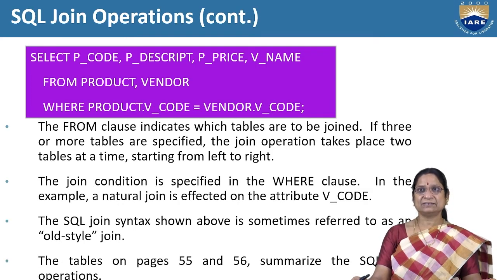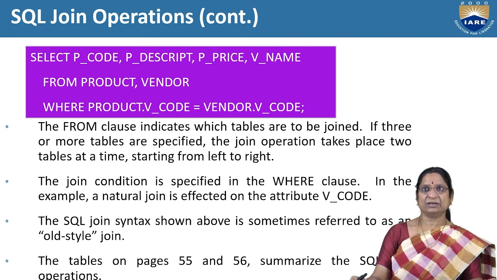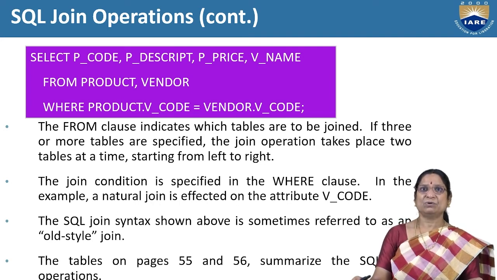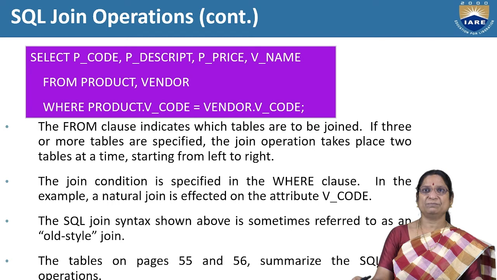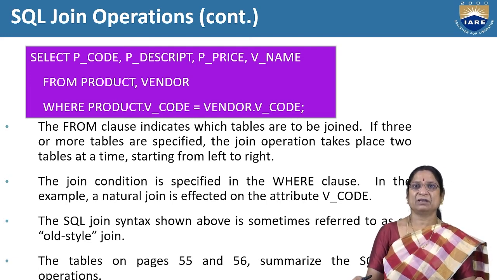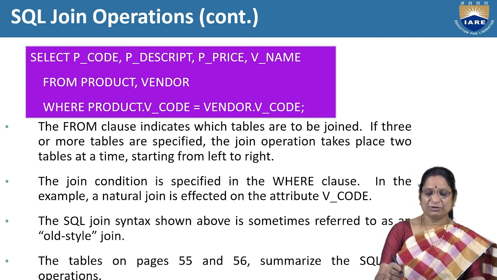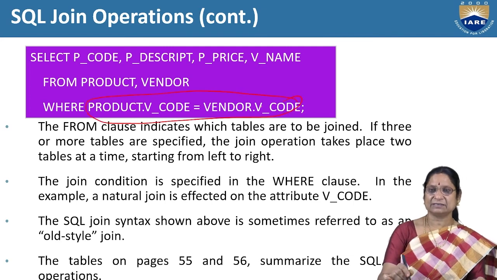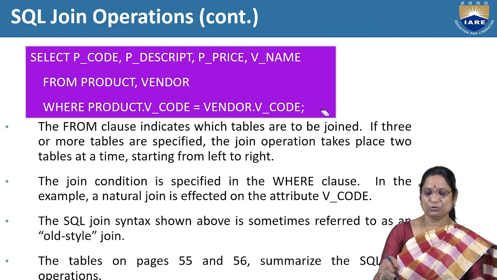So this is the syntax we are going to use generally for a join operation. A small join operation from two tables, product and vendor. We are using a common attribute, that is V code, vendor code. That vendor code of the product table as well as the vendor table are going to be compared. So this we are going to use old style. When the condition is written in the where clause, then we will consider it as old style.